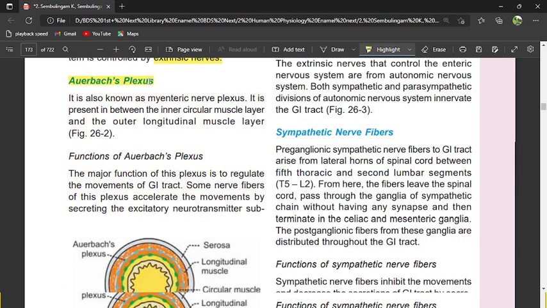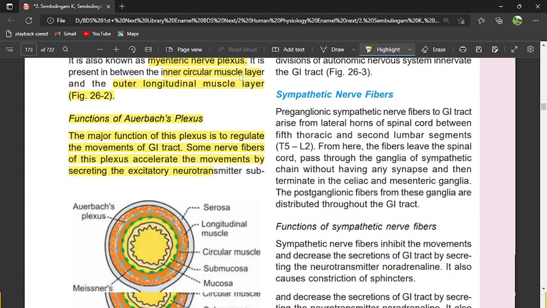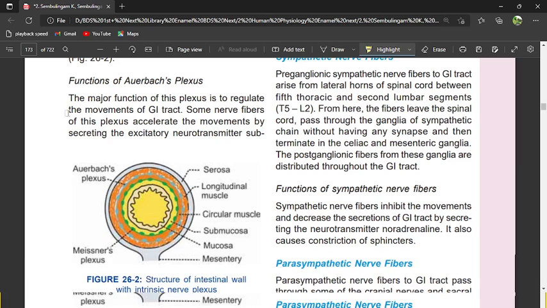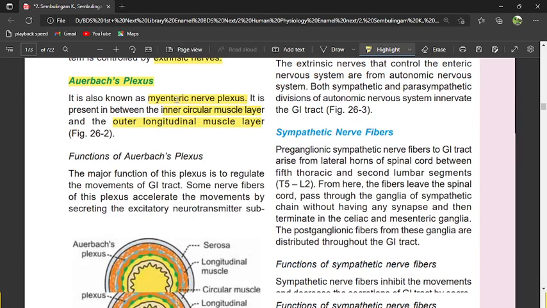I think in your colleges they don't teach this. It is also called the myenteric nerve plexus. It is present between the inner circular muscle layer and the outer longitudinal muscle layer. Let us see what the function is. It is also known as the myenteric nerve plexus. Auerbach's plexus के बदले में myenteric nerve plexus भी बोला जाता है.